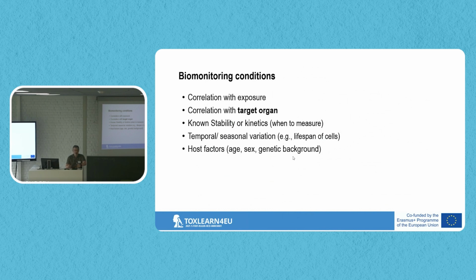But also, if you measure in, for instance, red blood cells, they live 120 days and then they disappear. So all items you measure in a human red blood cell disappear in 120 days, right? So that's something you have to keep in mind as well. And then you would like to know which host factors affect your biomarker, like age, sex, genetic background, and so on.